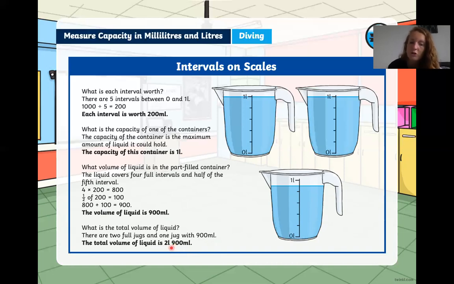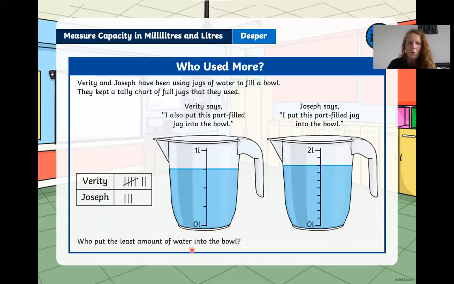Rather than saying 2,900 milliliters, it is easier if we just convert those. So once we've hit the 1,000 mark, to get to a liter. Okay, so you can see that that's 1 liter, 2 liter, and the rest 900 milliliters. Okay. Oh, let's see who used more.